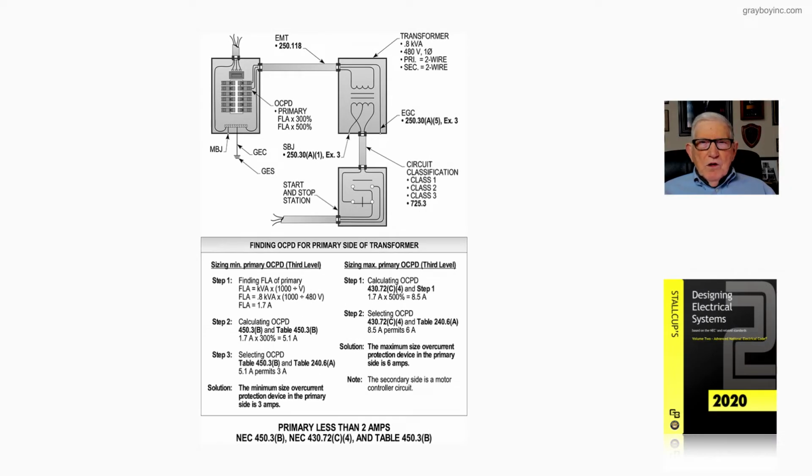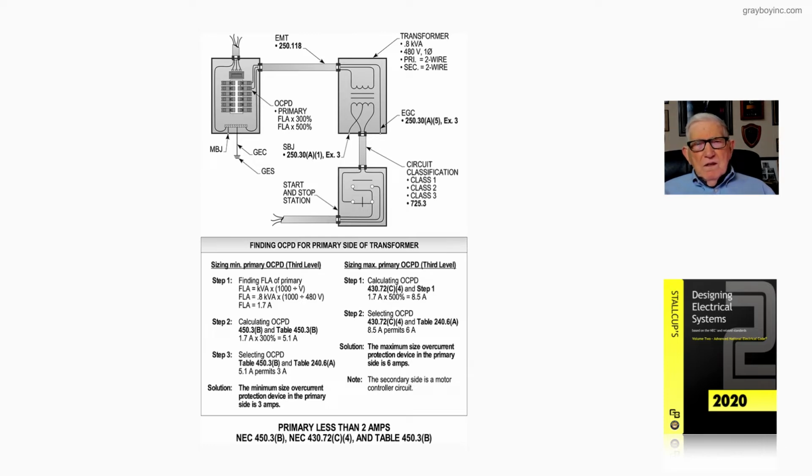Now let's size the overcurrent protection device in the primary side when the full load current of the transformer is less than 2 amps. And then remember, you always have the option, if necessary, because the overcurrent protection device blows, or a circuit breaker or fuse should open up during the energizing of the transformer. If it's a control transformer, you can go over to 430.72(C)(4) and use 500% to increase the size.